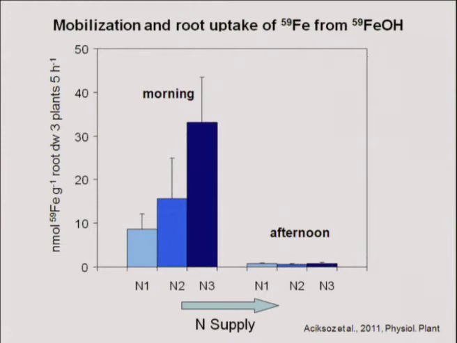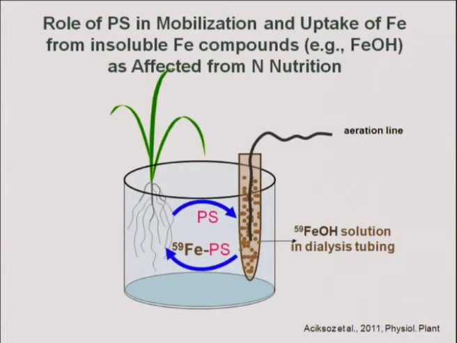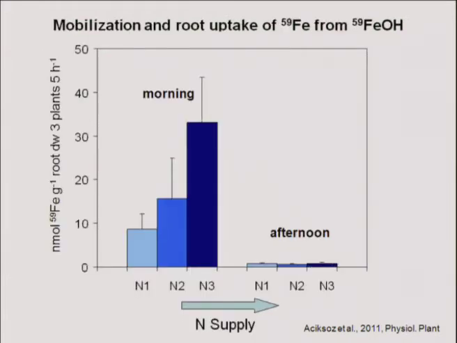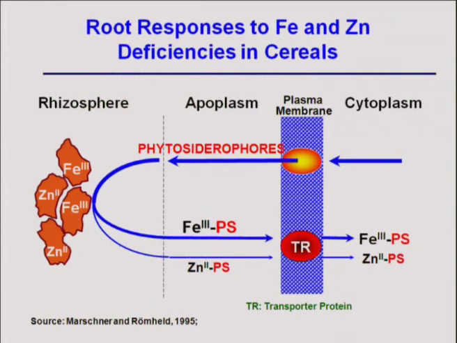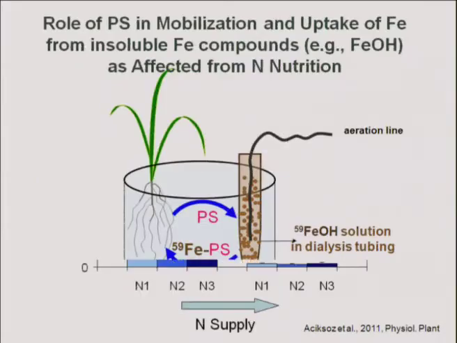And we made this experiment with the plants with low nitrogen, medium nitrogen, and high nitrogen. You see the mobilization, I mean the release of phytosiderophores, mobilization of iron, and absorption of iron. Phytosiderophore release is stimulated by nitrogen nutrition. When you make this experiment in the morning, you see the effect. But when you make this experiment in the afternoon, you cannot see the effect, because in the afternoon the plants cannot release phytosiderophores, only in the mornings.